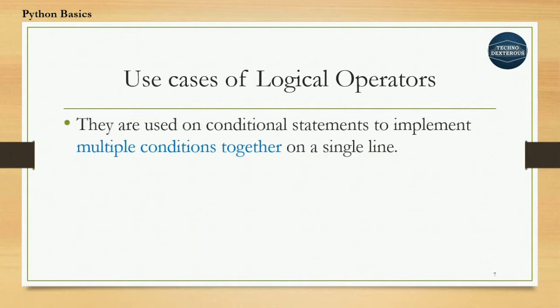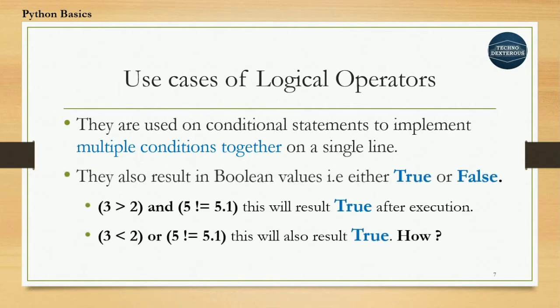Use cases of logical operators. Logical operators are used to bind multiple conditions together. Mostly they are used in if-else conditions. In this example, we are seeing that 3 is greater than 2 is a comparison operator, and 5 is not equal to 5.1 is a second comparison operator. Both comparison operators are bound with the AND operator. So that is logical AND used over here.